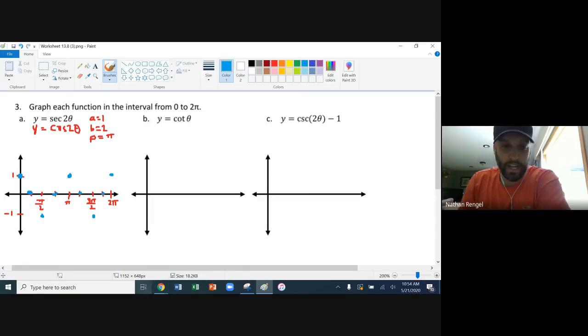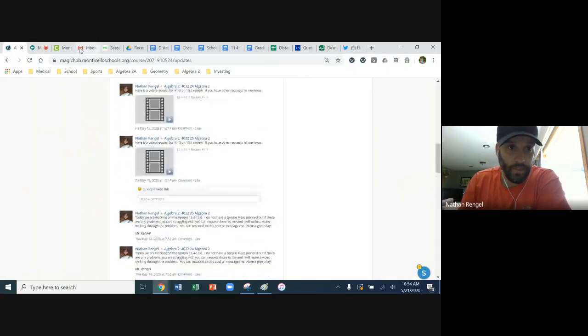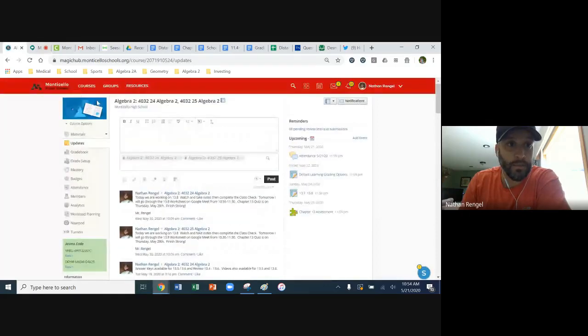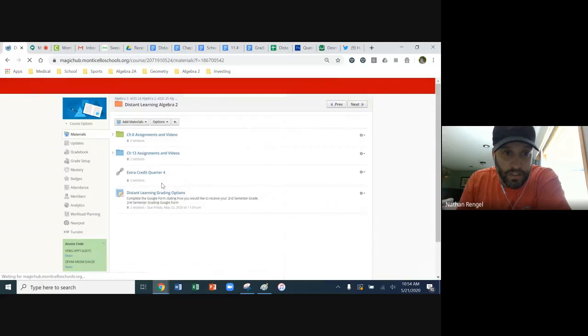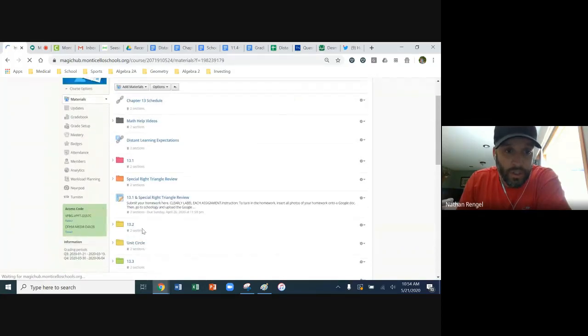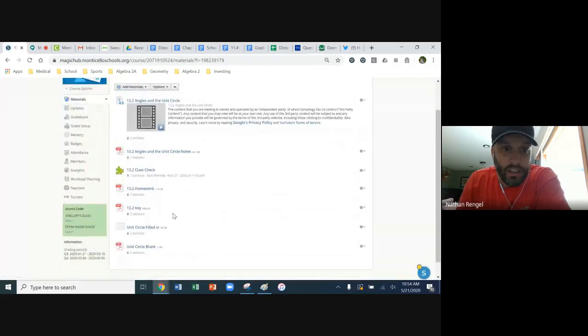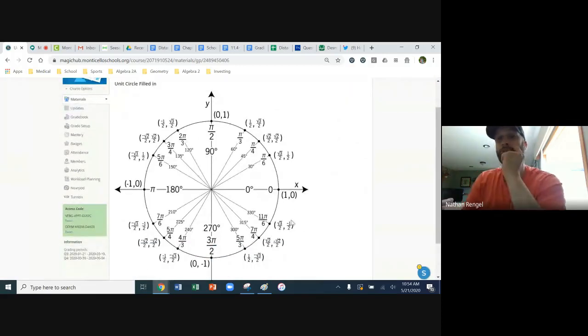Now let's take a look back at the unit circle, which I have to find. I thought I had that up there. Hold on a second. So the unit circle, when we look at secant, is 1 over the x-coordinate. So right here, where x is 1, 1 over 1 is still 1.